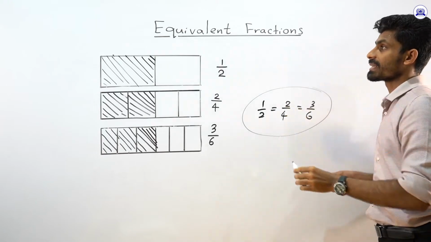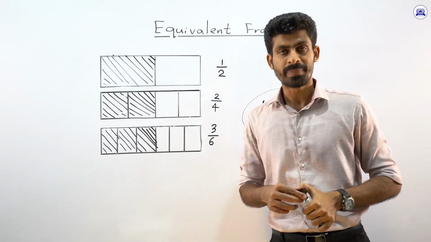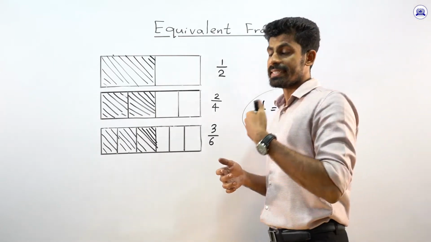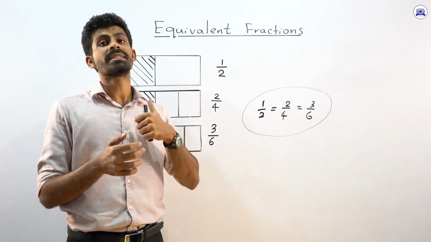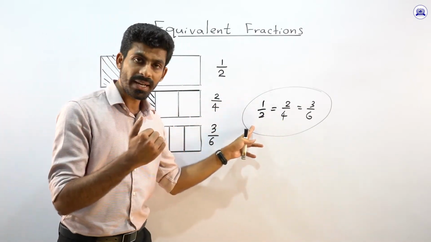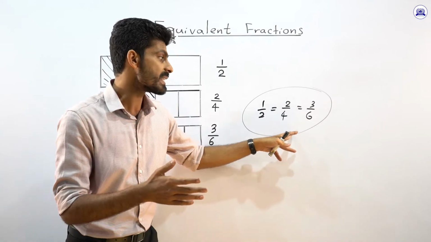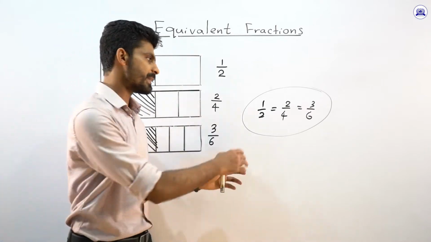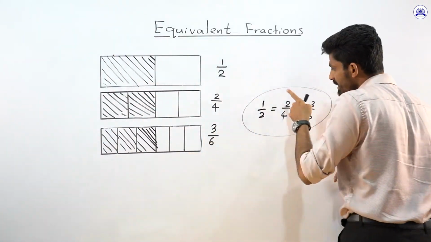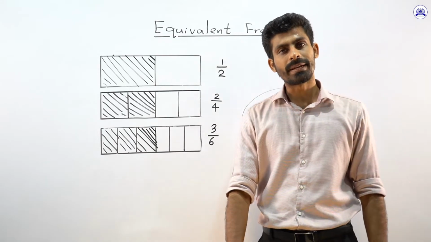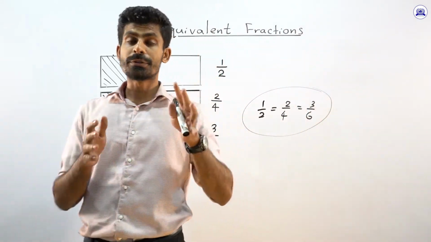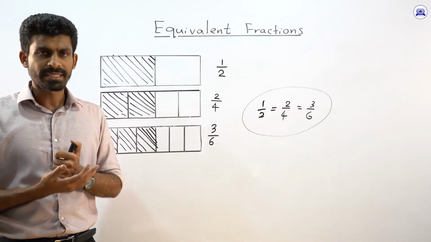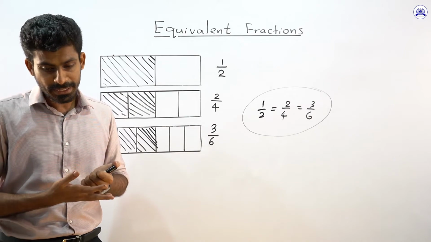Look at this one. Those fractions are called equivalent fractions. We learned in grade 6 that fractions which have denominators that are different from each other, and numerators too, but those fractions are equal. Denominators are different, numerators are different, but those fractions are equal. Those types of fractions we can call equivalent fractions. Right? So how to create the equivalent fractions?